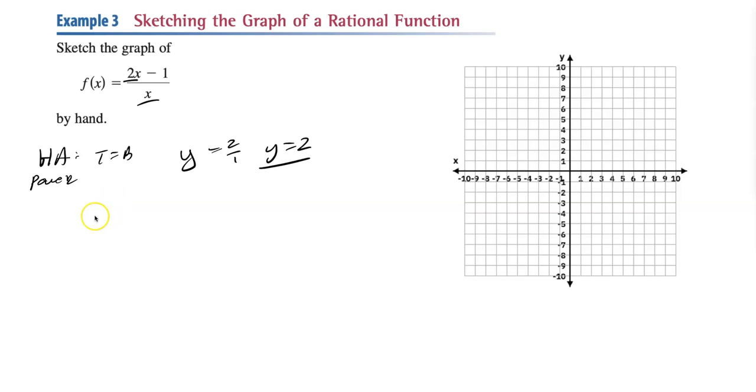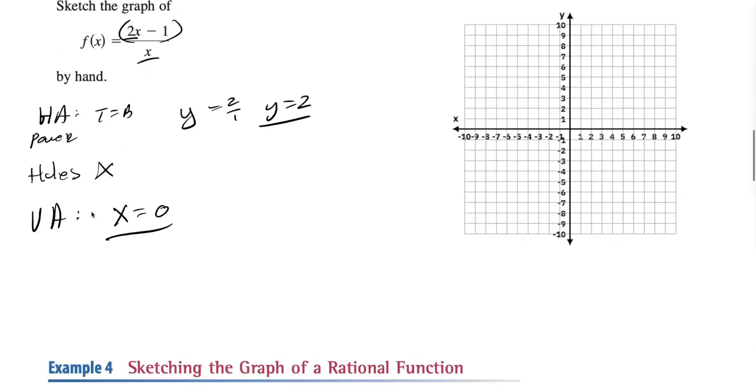Now before we do vertical, we're going to look for holes. Nothing cancels out. These do not cancel. Remember, that's like an implied parentheses. They have to be exactly the same to cancel. So nothing cancels. So no holes. Vertical asymptote. Set the bottom equal to 0. That's easy. x equals 0.